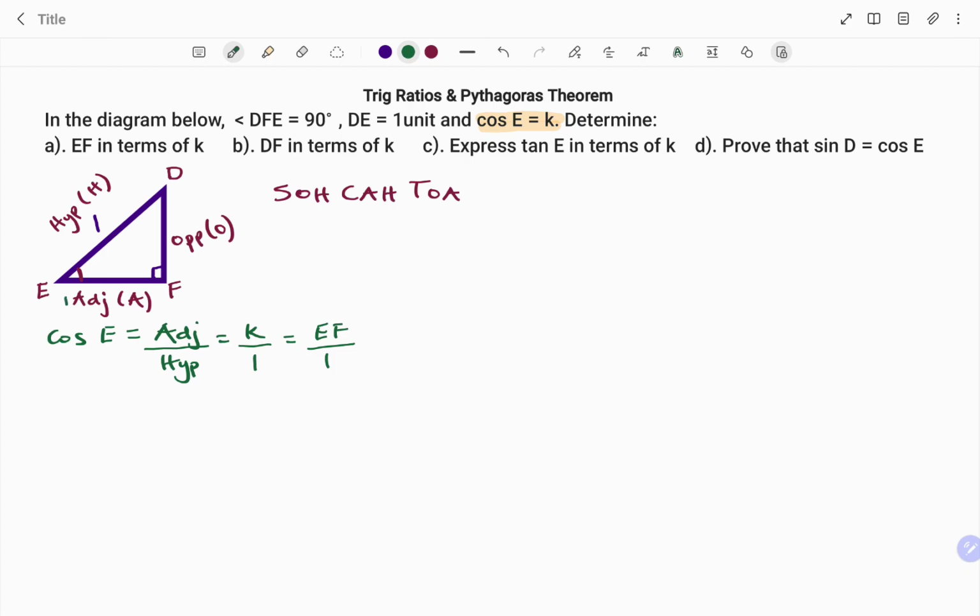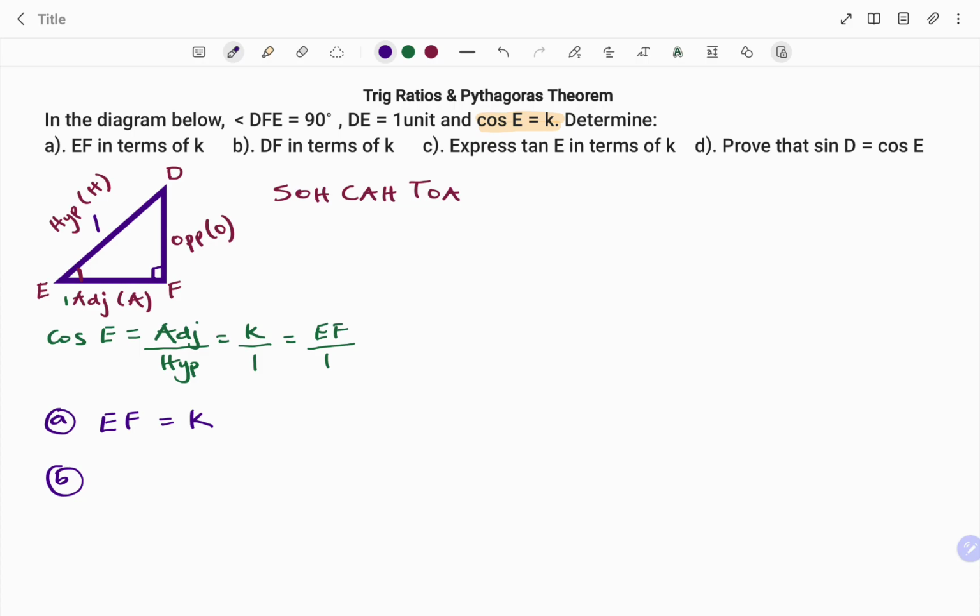So EF, that's the first part of the question, that's A. Determine EF in terms of K. What I have is EF, based on my ratio, K over 1 equals EF over 1, EF is equal to K.